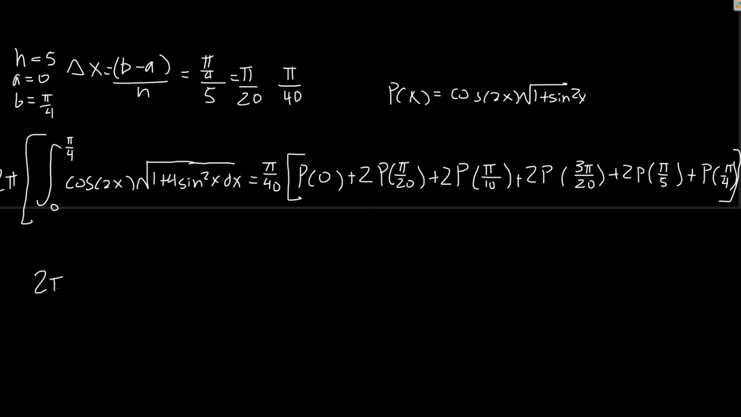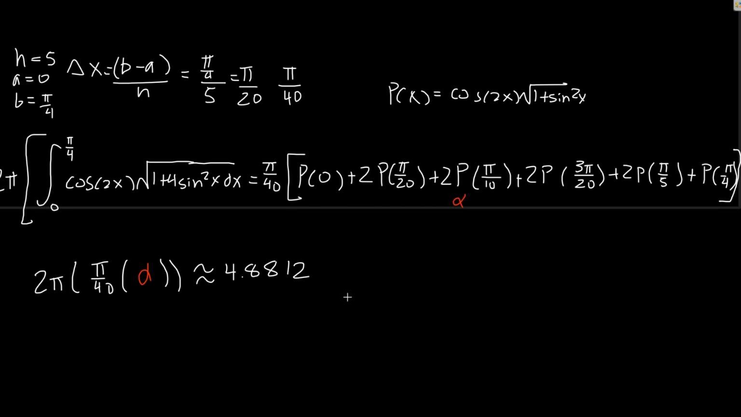So we have 2 pi times pi over 40. And then this whole expression is going to become some number, right? We know that these are actual numerical values when we plug them into the function. I'm just going to call this whole thing alpha. So it's 2 pi times pi over 40 times alpha. And this value, when you plug it in, is going to be around 4.8812. And that is how you would solve a problem like this.